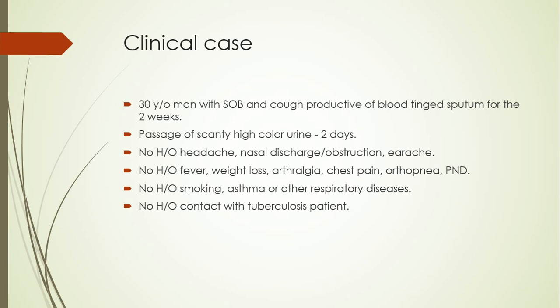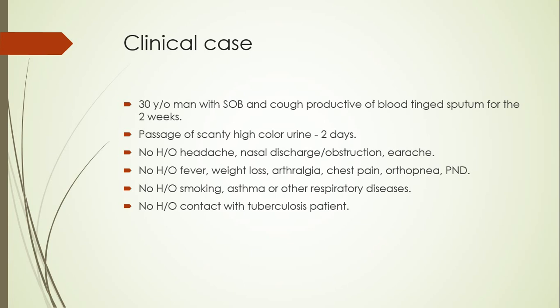Let's go through the negative history to exclude the possible differentials. So we take history of headache, nasal discharge, obstruction, and earache. Those are the histories that are present in patients with Wegener granulomatosis, but this patient does not have those. So there is no involvement of the upper respiratory tract.